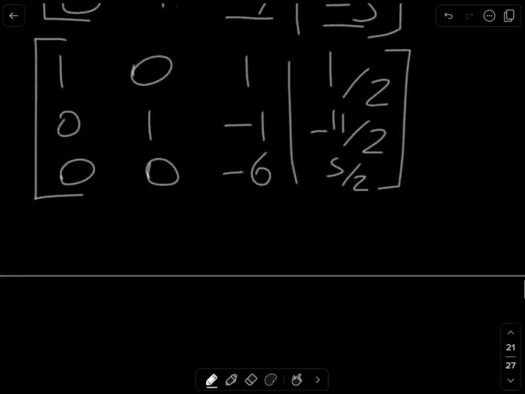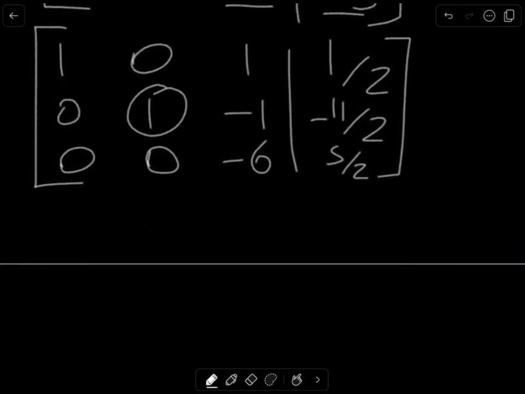Okay, so there we go. We have the leading 1, and now we have a 0 above and below. Now I can move on to the next row, which is row 3, the final row. I need to create a leading 1. How am I going to do that? I am going to have to divide this entire row 3 by minus 6.